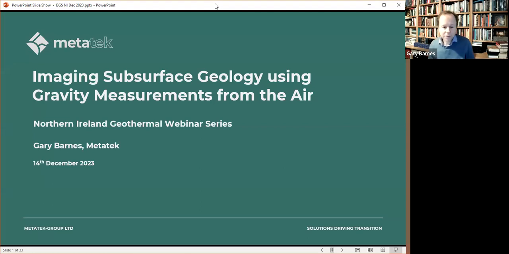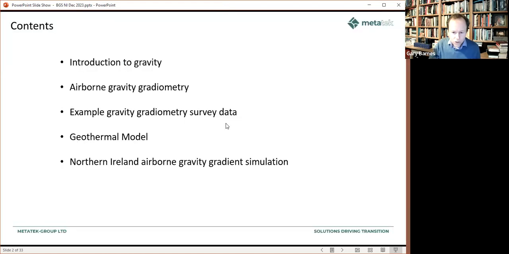So the purpose of this talk is really to introduce the idea of the gravity method for imaging the subsurface, and especially taking gravity measurements from the air. And as just a quick summary of the contents, first of all, I'll introduce the gravity method with some simple examples. But then as we start to talk about the dynamic measurement, which is very much the airborne environment, we'll then move on to gravity gradiometry, which really is the key to measuring highly accurate gravity fields from the air.